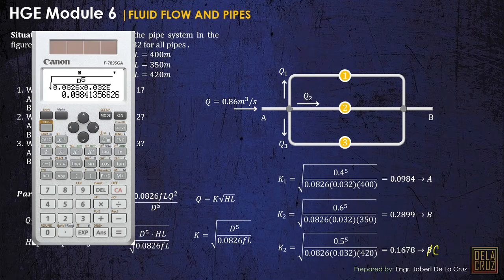Okay. Now, how about for pipe K2? Diameter for ating pipe 2 is 0.6. Yung length is 350. So, equals, store ko siya kay B. Okay? So, recall ko lang. Diameter for pipe 3 is 0.5. Length for pipe 3 is 420. Equals, and this is for our K3. Okay? I hope kuha nyo. Now, tanggalin ko muna yung calculator natin.